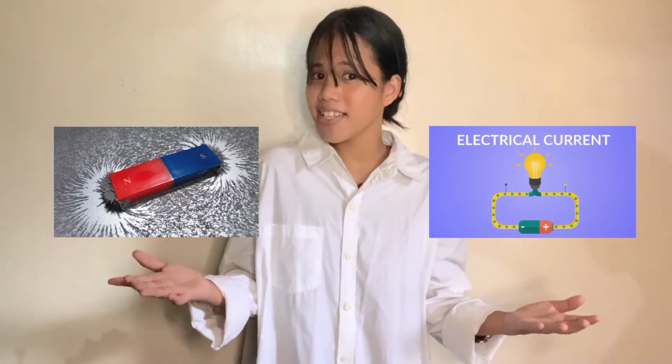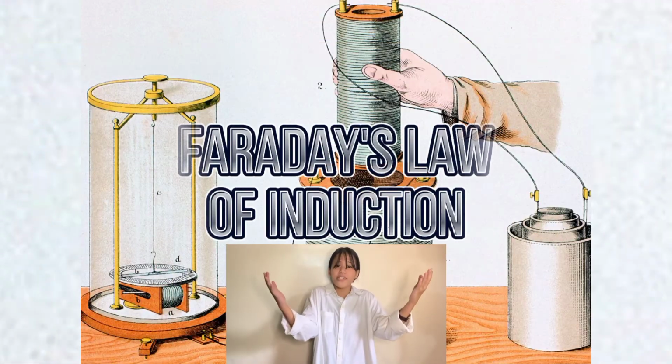You already know that a rise in electric current can also be generated from an interaction between a magnetic field and an electric circuit, right? But do you know how? The principle behind this is called Faraday's law of induction.